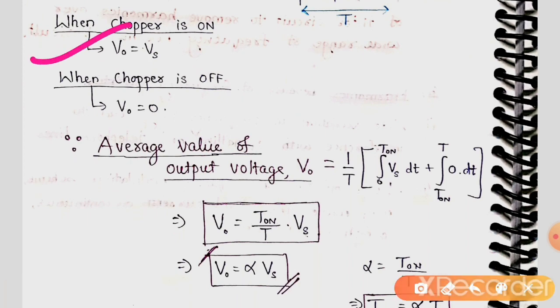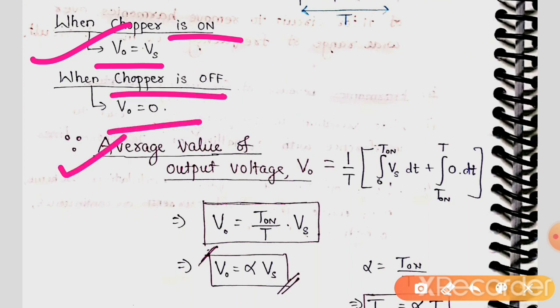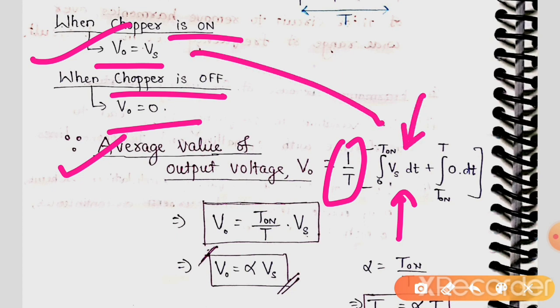So here we have seen when the chopper is on, V naught is Vs, and when the chopper is off, V naught is 0. Average value of output voltage, with time period T, is 1 upon T. From 0 to T on, the output voltage is equal to the load voltage Vs, and from T on to T, the output voltage is 0. On integrating this, we get V naught is T on upon T into Vs.